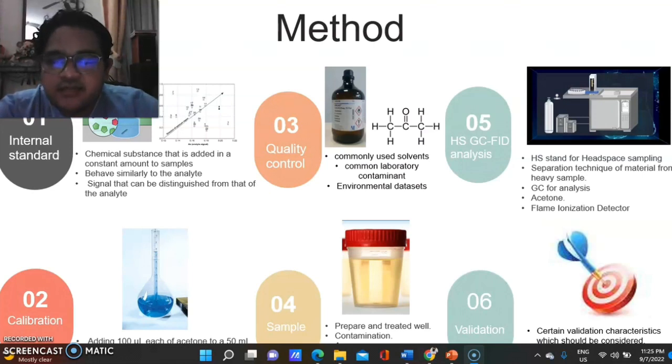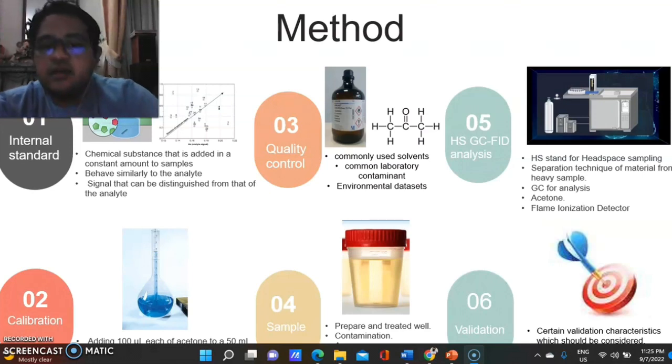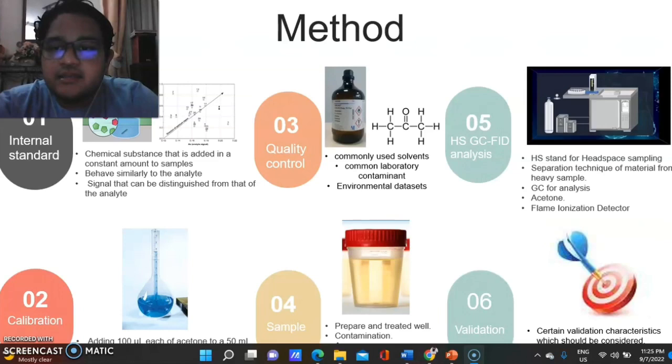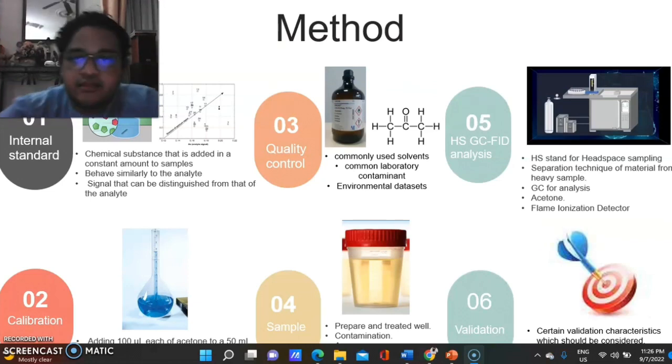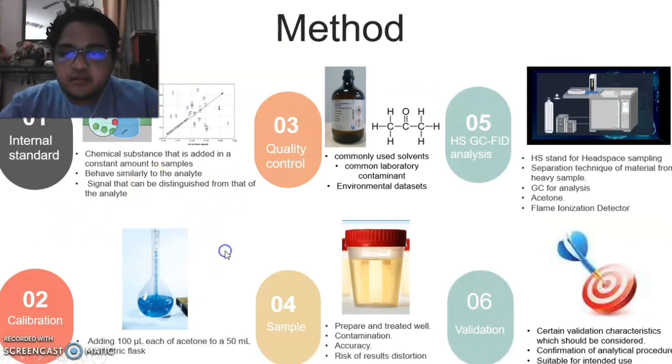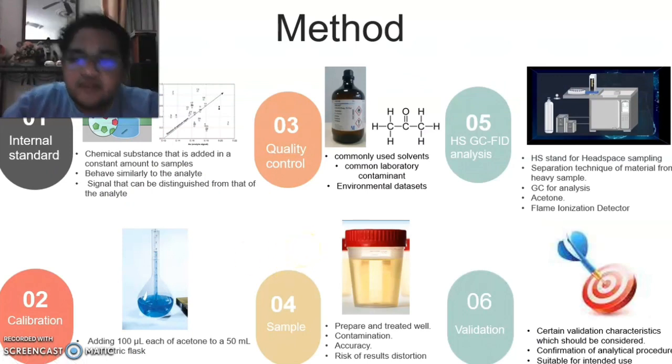Firstly, the internal standard. An internal standard is actually a chemical substance that is added in a constant amount to a sample. The second step here is adding 100 microliters of acetone to a 50 ml volumetric flask.